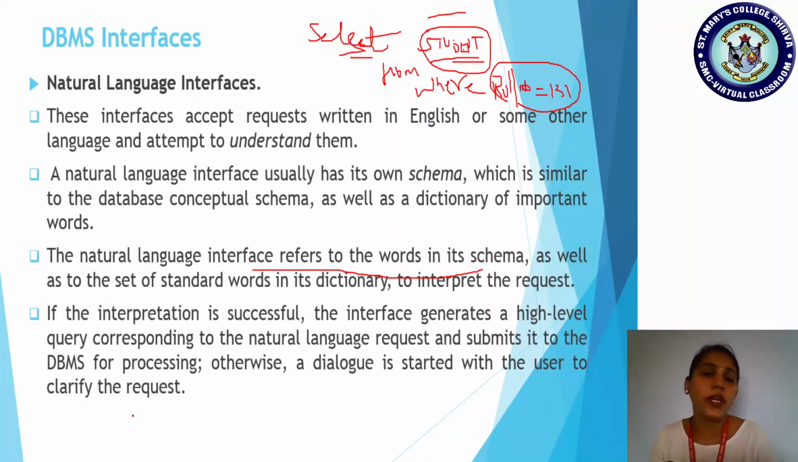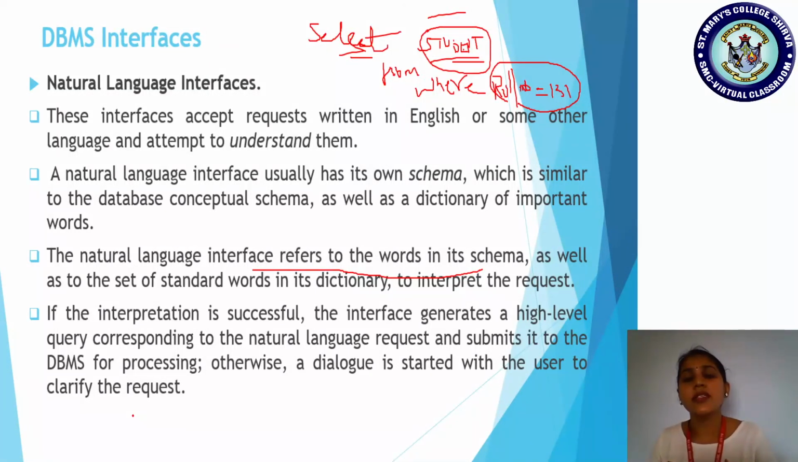High level query means what? Like the structured query language, the language that is understandable by the DBMS software, having a proper narration of what task has to be performed. So whatever words we have used and framed as the request, the natural language interface is going to generate a high level query from the natural language request, and it submits it to the database system to further verify.